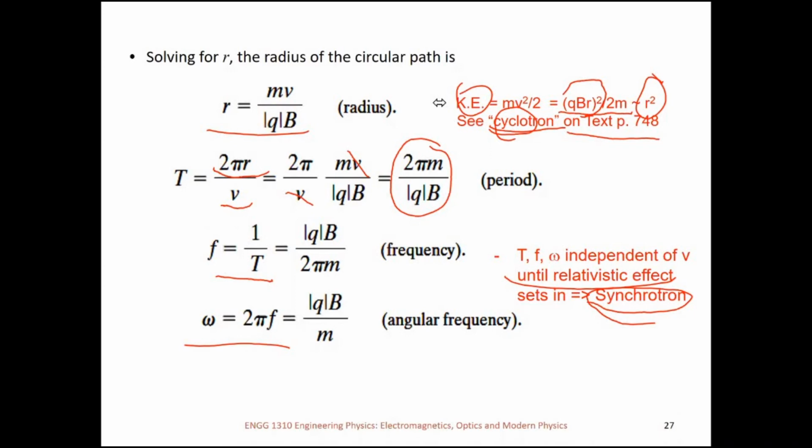Someone asked the question, can an electron reach light speed if the radius is big enough? Well, they can never reach the light speed. Theoretically, they can reach like 99% of the light speed, but they will never reach light speed, even though the radius is big enough, because there is a relativistic effect.